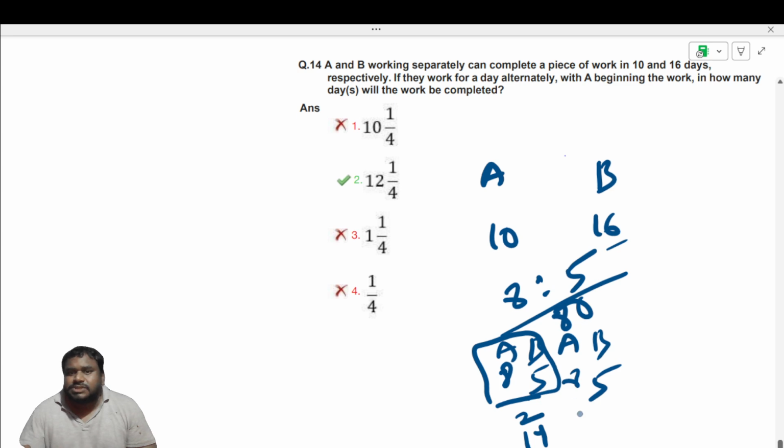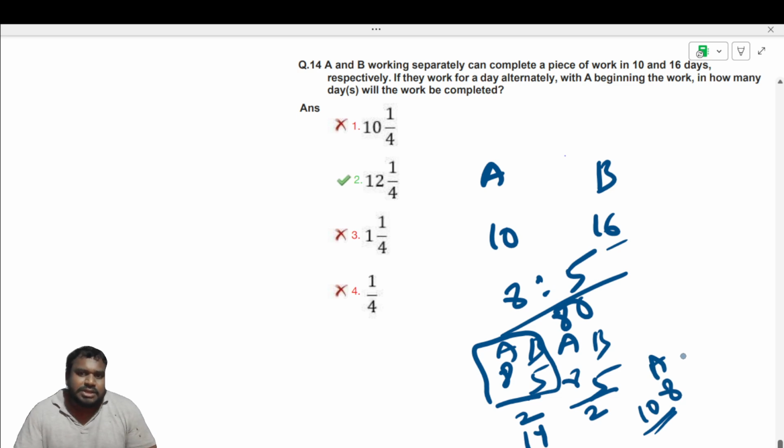So total 80. 14 5s are 70. So again 2 days, so 5 sets, which means in 10 days 70 parts of work. So after 10 days, on the 11th day, 8 parts by A.